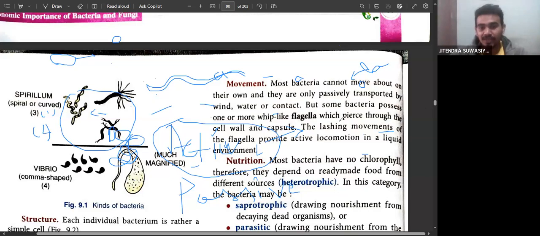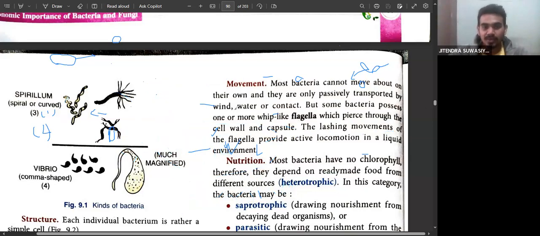And some of the bacteria have whip-like flagella which pierce through the cell wall and capsules. The lashing movements of the flagella provide active locomotion in a liquid environment. Okay, so with the help of flagella, some of the bacteria move from one location to another in liquid media. Then nutrition.